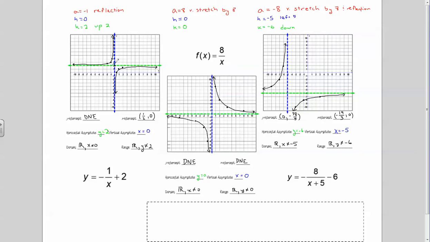Horizontal asymptote is at y equals 2, and the vertical asymptote at x equals 0. The domain is all real numbers, but x cannot equal 0. The range is all real numbers, but y cannot equal 2.